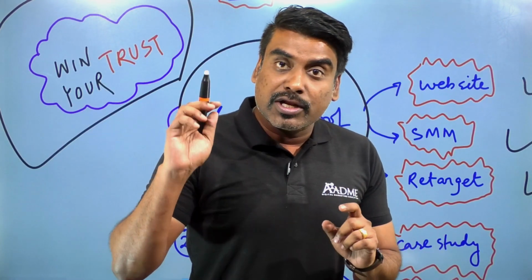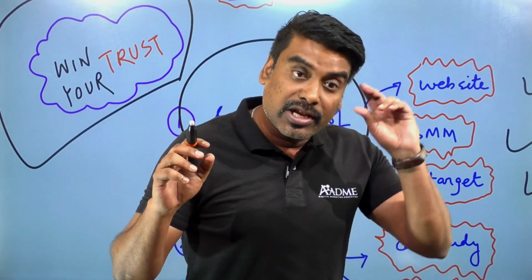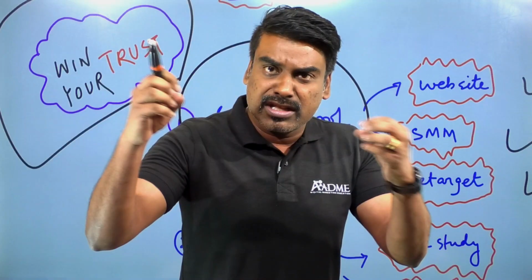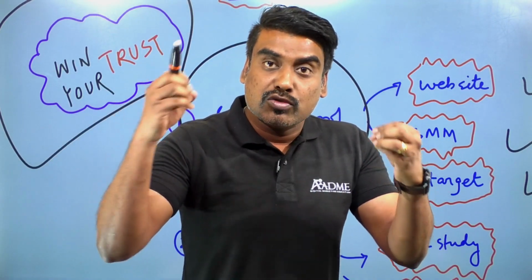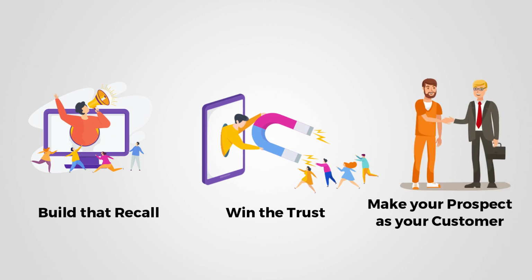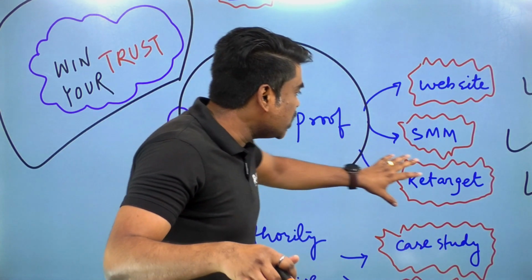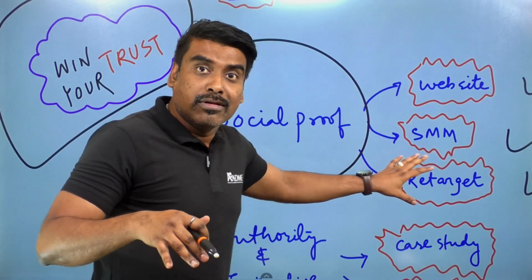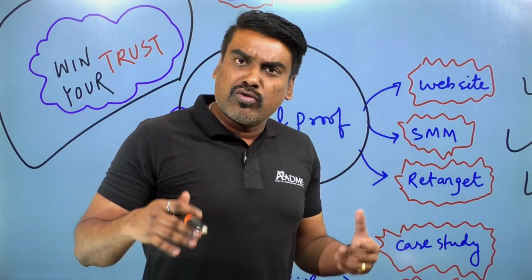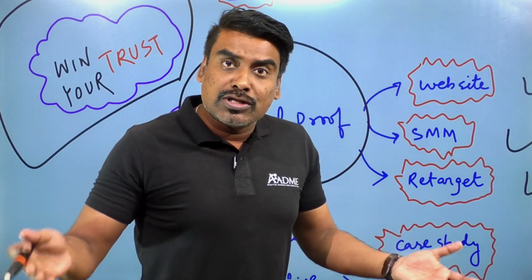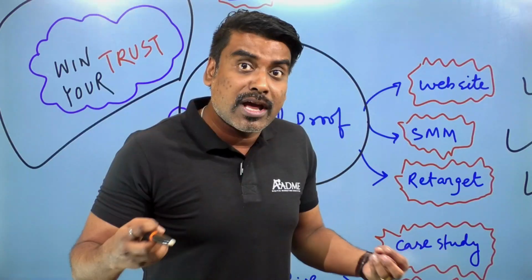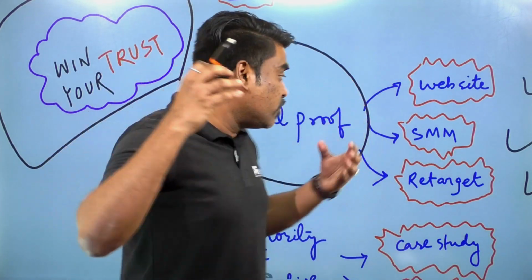That means as a marketer or as an entrepreneur, you have to generate that recall value or touch points up to 7 to 32 times, within a range of 7 to 32 times, so as to build that recall, win that trust, and make your prospect your customer, right? So you have to make sure that you have a strong retargeting. That means if somebody is visiting your sales page or landing page or an inquiry page, the moment they go out, your case studies and your testimonials and your brand videos should chase them. This is where you can remain on top of the mind of your prospects, right?